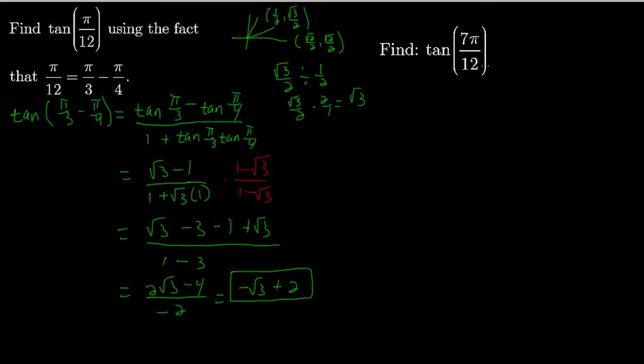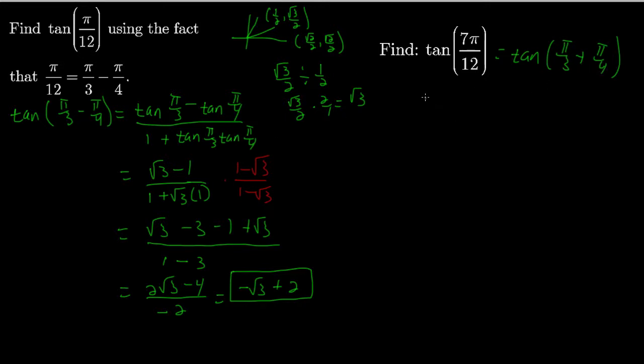So for the second example, finding the tangent of 7 pi over 12, it's going to be very similar to the first, except instead of subtracting pi over 3 and pi over 4, I think we're going to wind up adding pi over 3 and pi over 4. And since we've already found the tangent of both of those angles earlier, this should be a little bit faster.